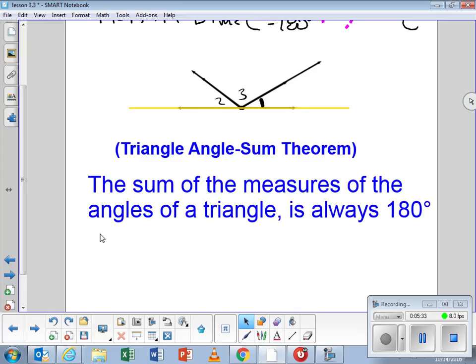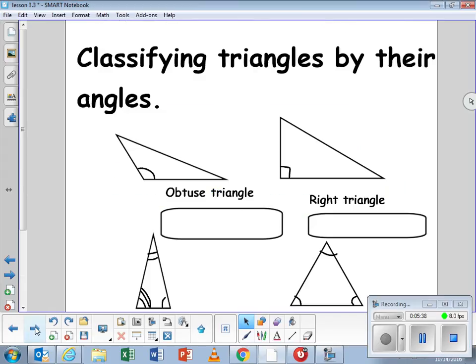Pause while you finish copying it down. So moving on, classifying triangles by their angles.